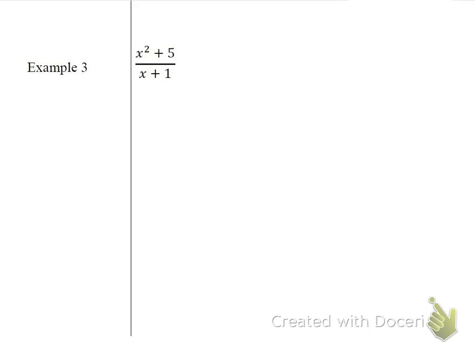So example 3, I have x squared plus 5 over x plus 1. What do you guys notice? Look at the numerator here. Is there anything missing? You have x squared plus 5. What's missing there? It's missing the x term, right? So can you make that note? Missing x term.